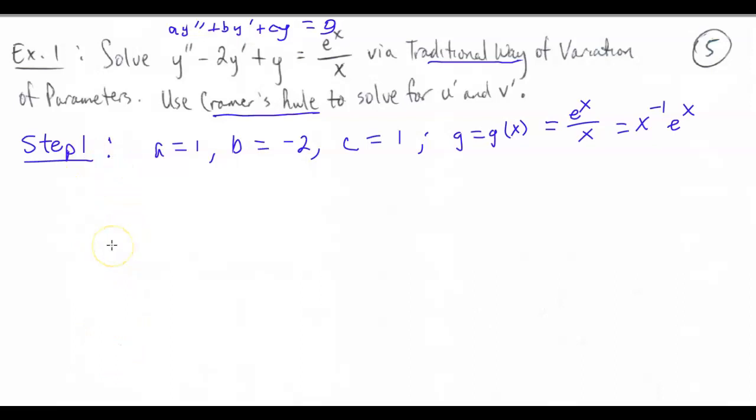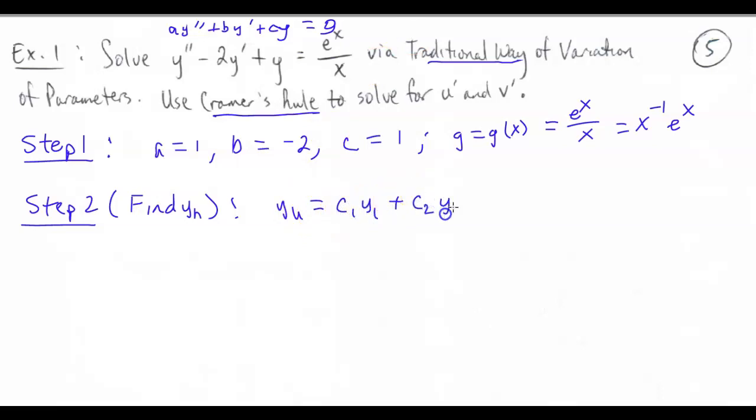So now that we have that, our step 2 is that we need to find what our homogeneous solution is going to be. Note that our homogeneous solution has got to be of the form C1 y1 plus C2 y2.